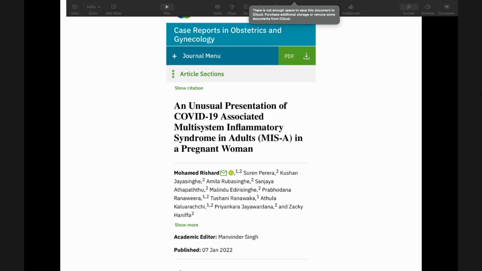So recently we published, I'm just showing these things to create an awareness. We had a patient who had COVID and COVID associated multi-system inflammatory syndrome. In pregnancy, apart from these hematological changes, the pregnant woman's body also shows a kind of poor response. In the immune system also there is a malfunctioning.